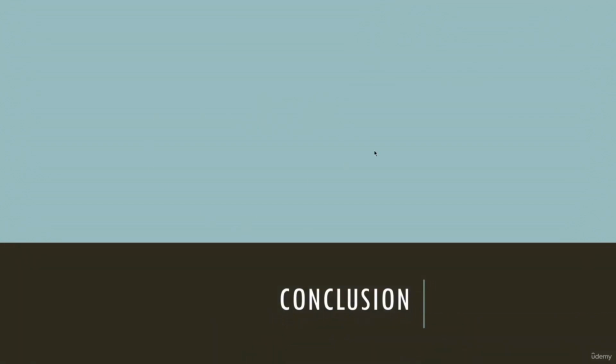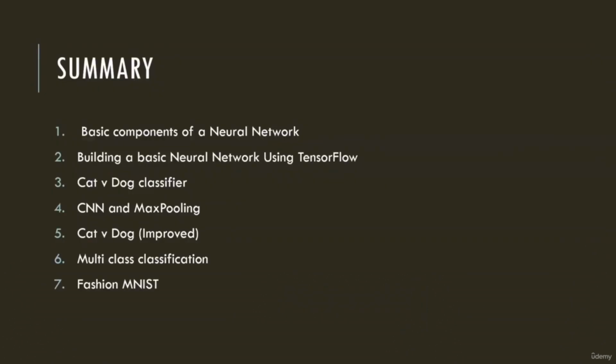Congratulations on finishing this class. I hope you had fun learning and doing all the programs. A quick summary. In this class, we learned basic components of a neural network, building a basic neural network using TensorFlow, cat versus dog classifier, CNN and max pooling, cat versus dog classifier using CNN and max pooling, multi-class classification, and finally we used the MNIST dataset.